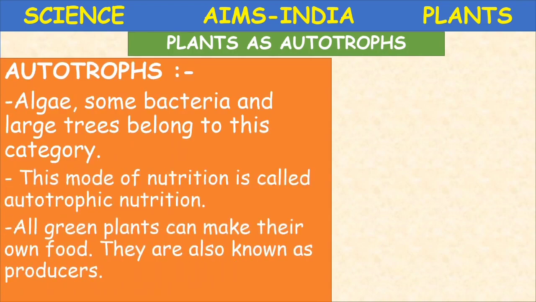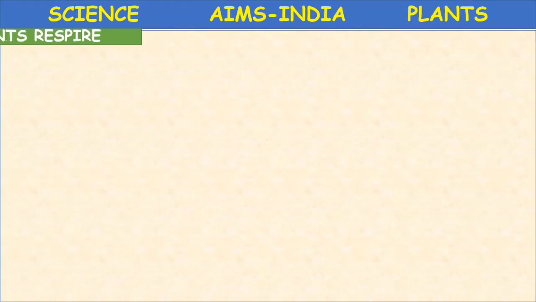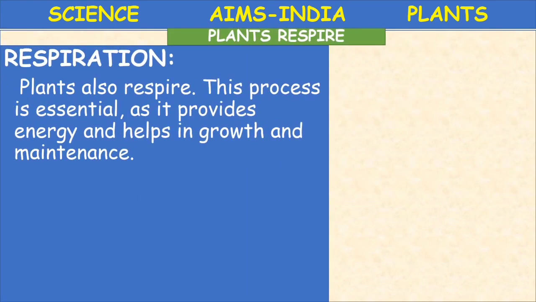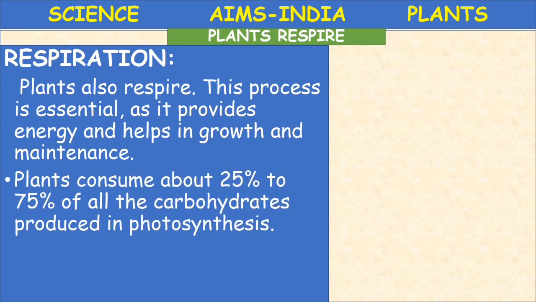Like we said, algae and some bacterial plants are autotrophs. Okay. Now plants respire. Respiration means, children, respiration is like what? Like a process to live, to breathe, like as we need breathing. We human beings breathe, as it is very important for us to stay alive.